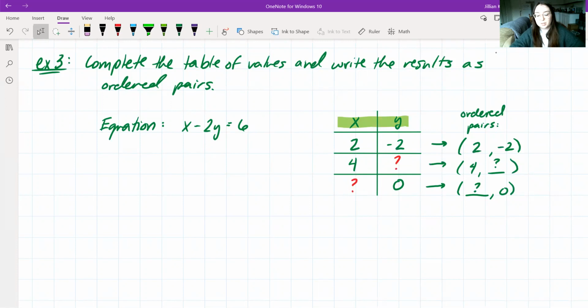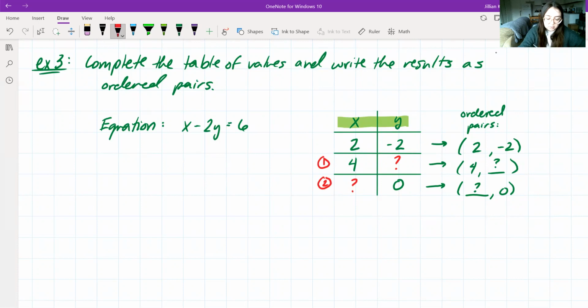So what we want to do is we just want to complete our table of values. So what we're going to do here is we're going to separate our rows into 1 and 2 because we'll have to solve them separately. And our equation that we're given is x minus 2y is equal to 6. And because of our table, we are given certain values.